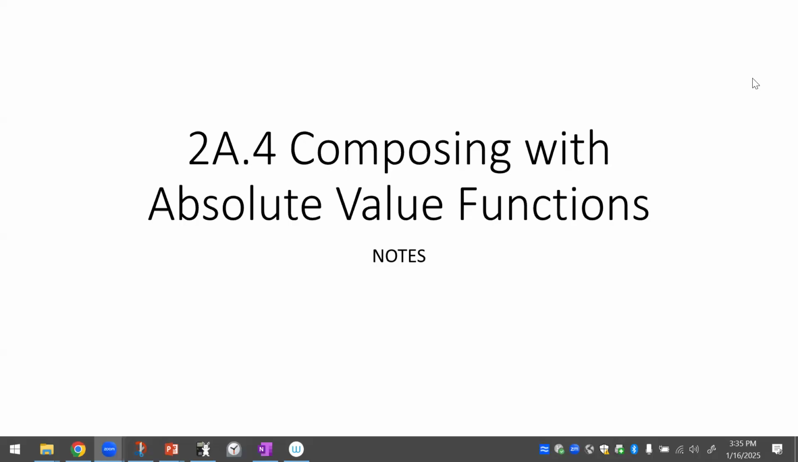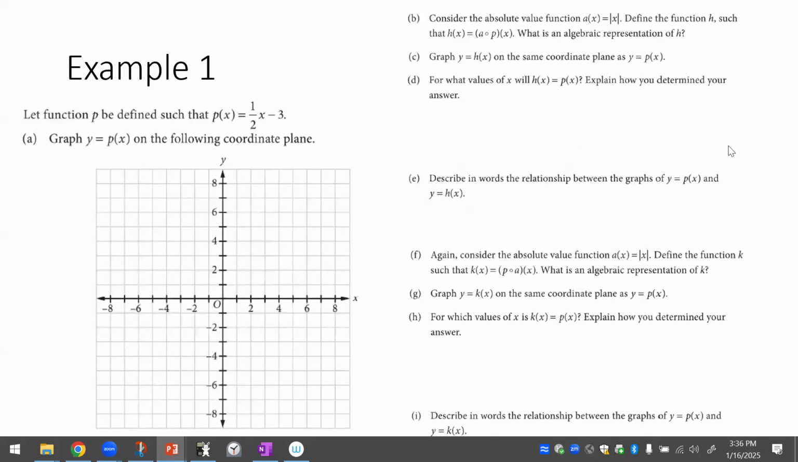We are on 2A.4, composing with absolute value functions, all right? So we've been learning about absolute value functions, which is our V, f of x equals bars x. So here we have our example. Example 1, we're just going to do a quick review of graphing a linear function, okay?